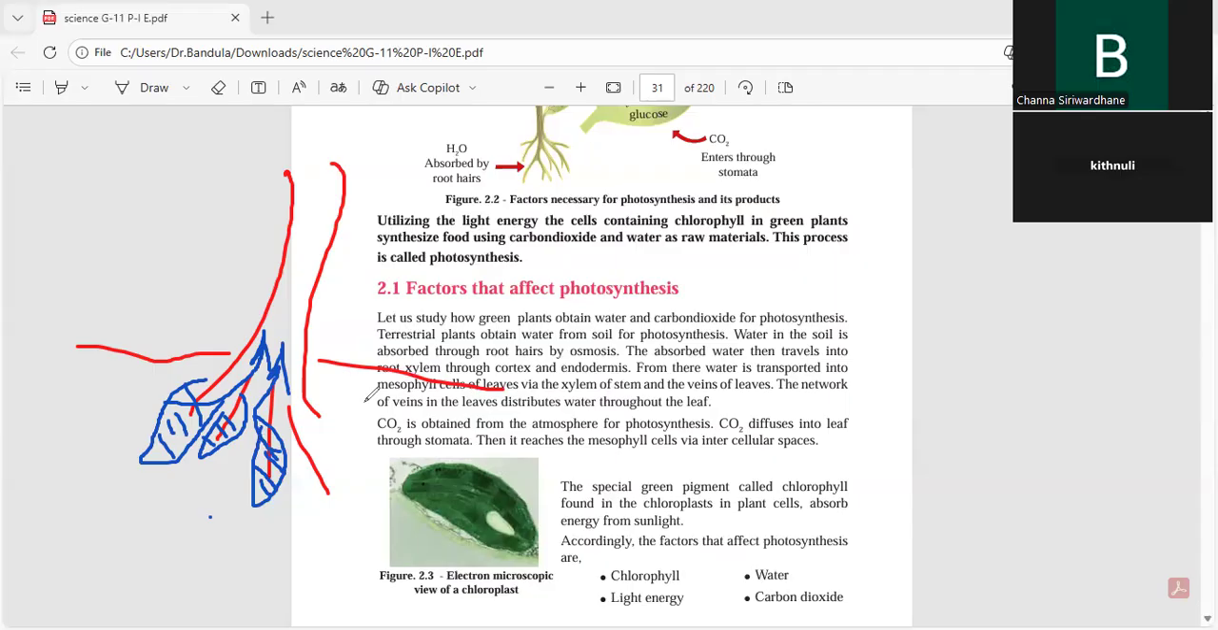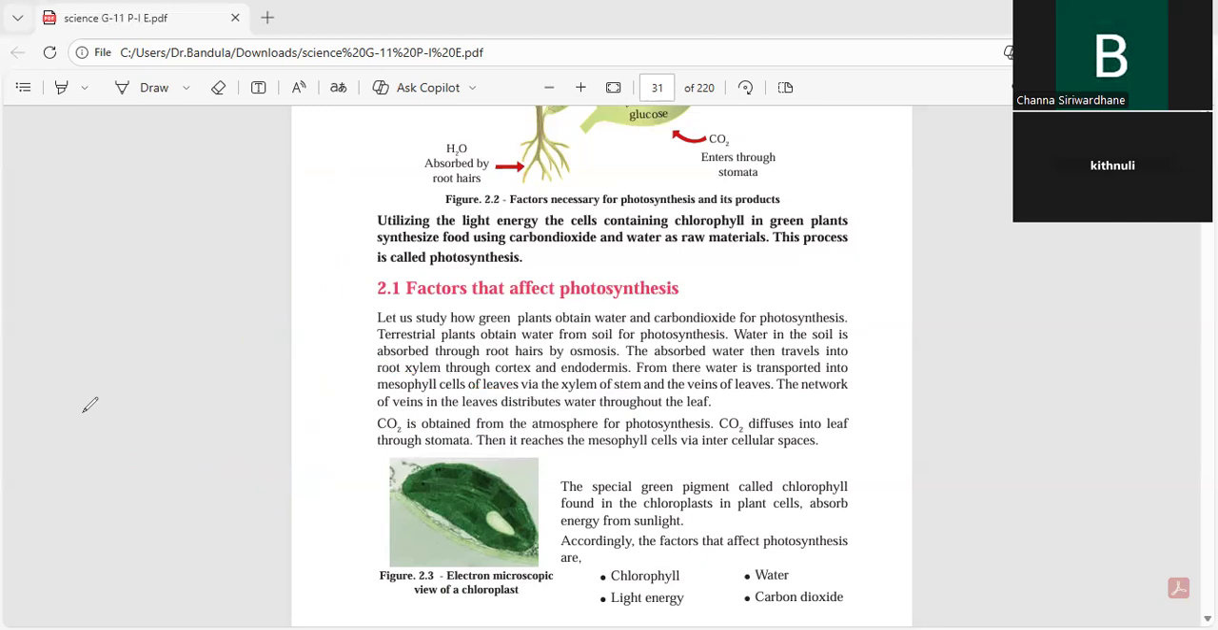Clear. Right. Then you have learned about the xylem, right? There is a xylem tissue in the root also, right?